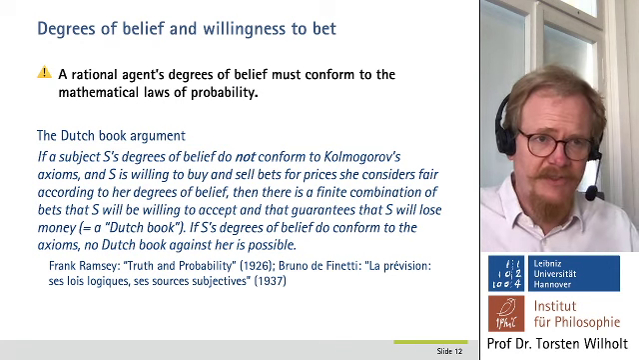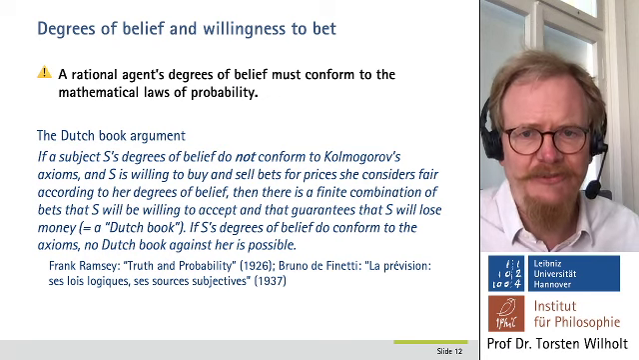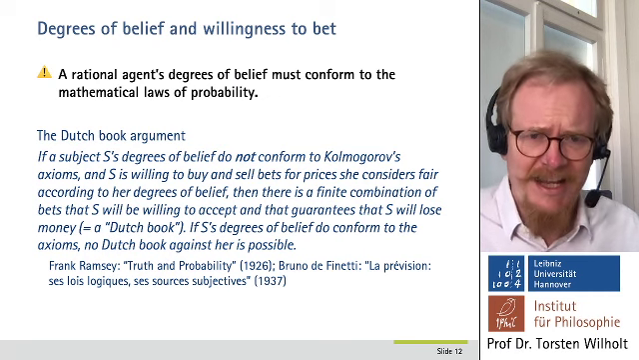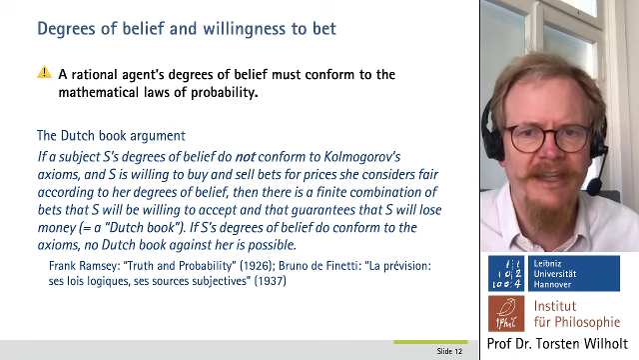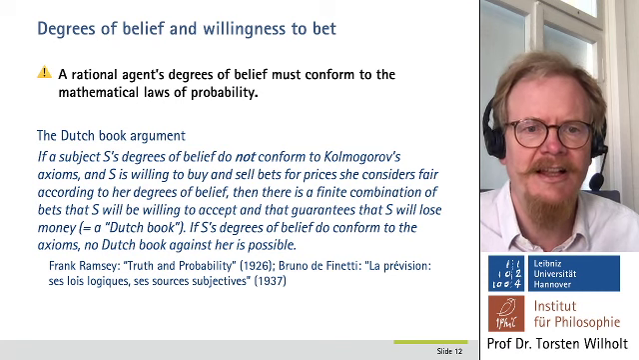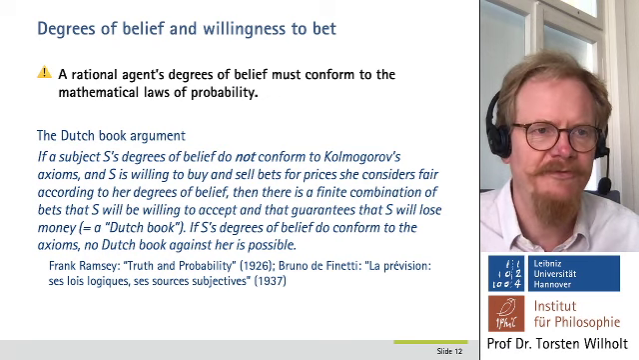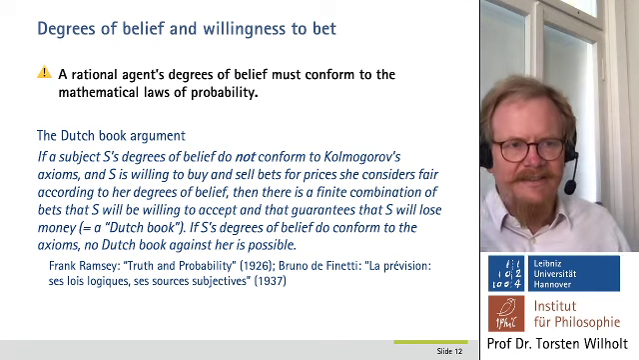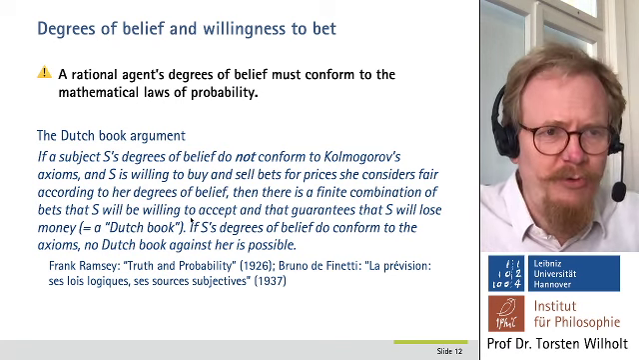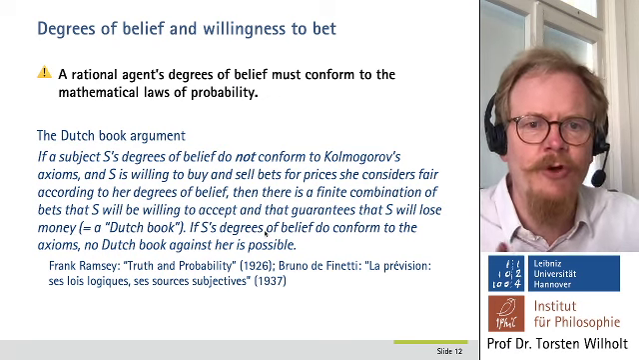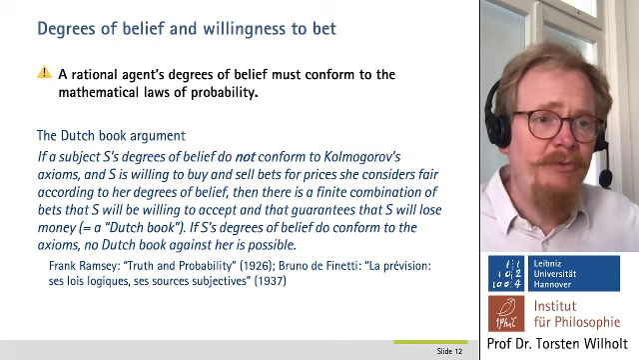The main content of the Dutch book argument is as follows. If a subject S's degrees of belief do not conform to Kolmogorov's axioms, and S is willing to buy and sell bets for prices she considers fair according to her degrees of belief, then there is a finite combination of bets that S will be willing to accept and that guarantees that S will lose money. This kind of combination of bets is called a Dutch book. And this claim is provable. The reverse is also provable. If S's degrees of belief do conform to the axioms, no Dutch book against her is possible. And so this has been proven.